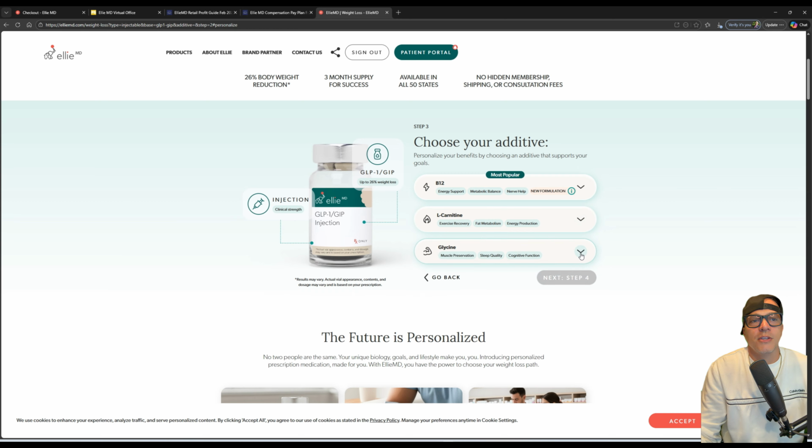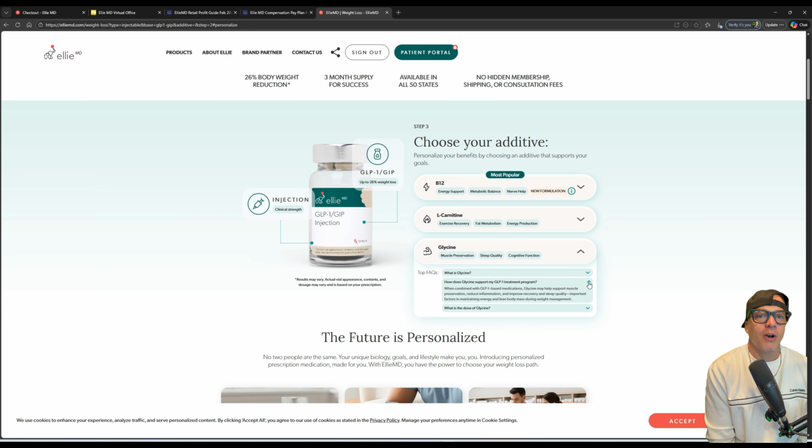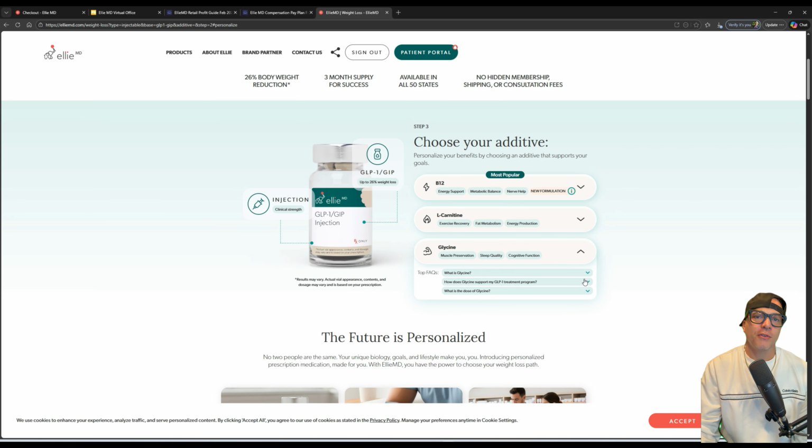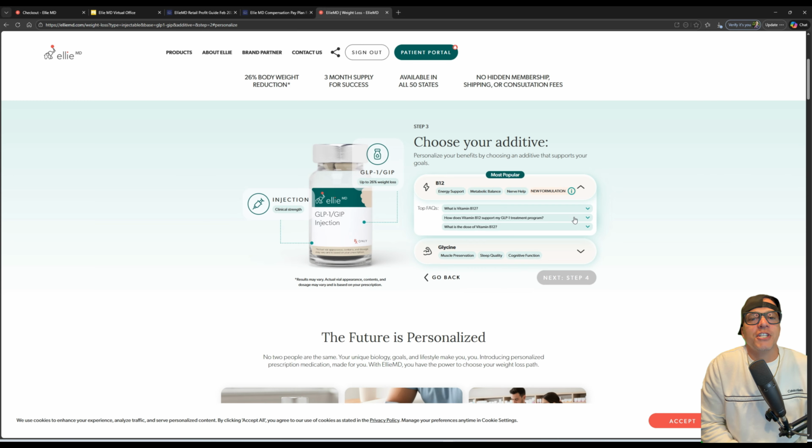Now here is where you can select those additives. So just a little deeper dive into what we offer here. If you look at our B12, that new formulation icon right there just means that our B12 is now methylated. Chat GPT it if you want more information on that. Our B12 supports energy, metabolism, red blood cell production, nervous system health, cognitive function, mood balance, and even hair, skin, and nails. In plain English, B12 is the additive people usually think of when they want help with energy, focus, and just feeling less run down while they're fasting on a GLP.